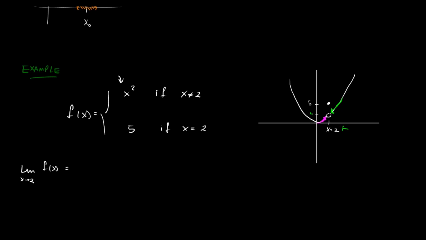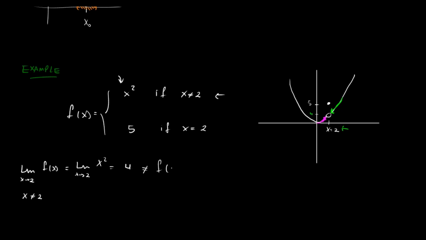Now, this limit, when x tends to 2, it's taking values of x that are different to 2. Because it's a limit, it's not evaluating the function. And when x is different to 2, we have this definition for f. So this is the limit when x tends to 2 of x squared. And this limit, again, we saw how to solve this kind of limits in previous videos, is 4.